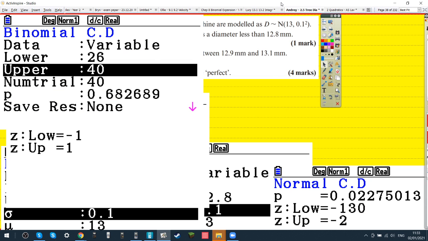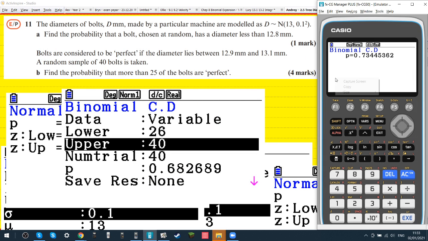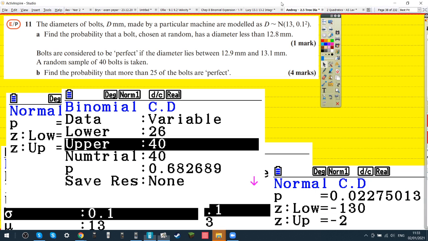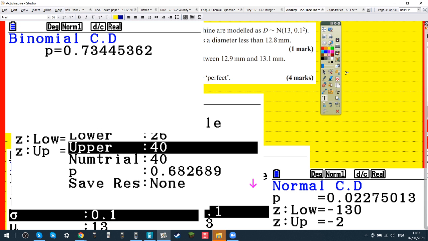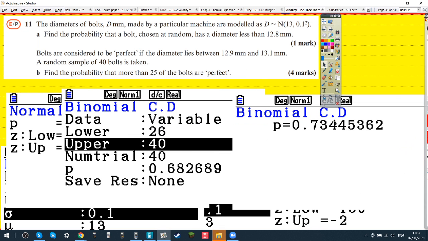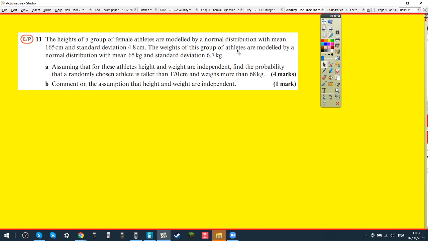And yeah, I got 0.734454. Alright. Okay, any questions about that? No. Okay. Let me just get that right. Let me see.